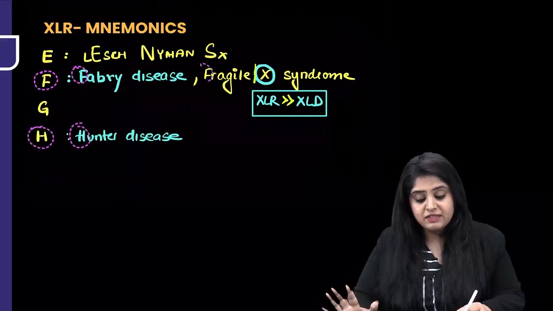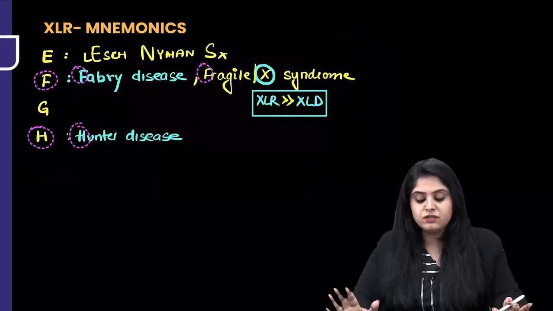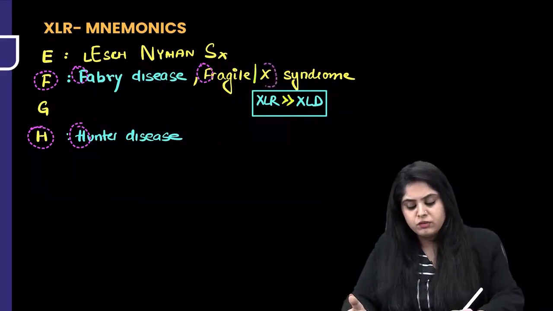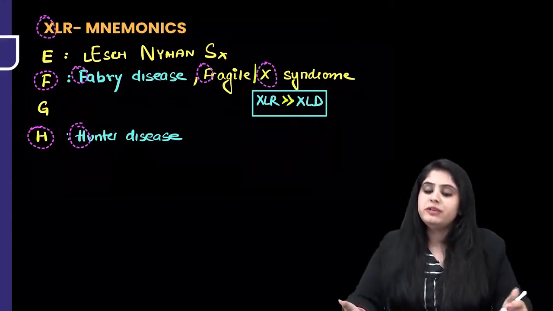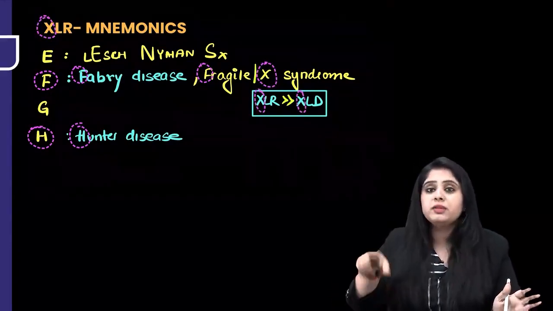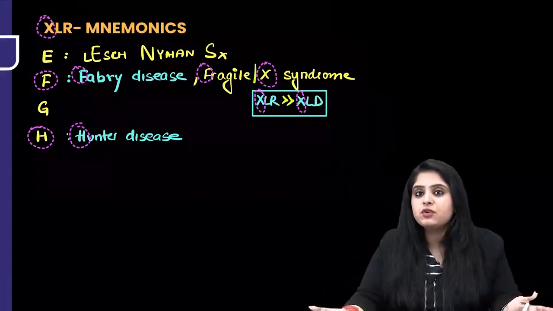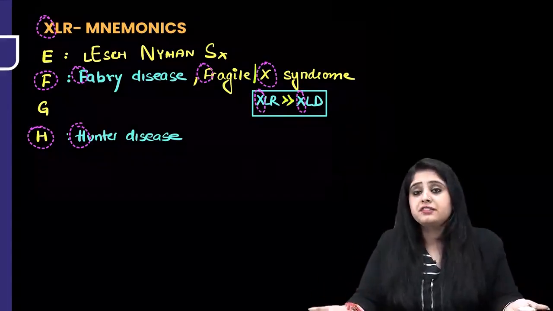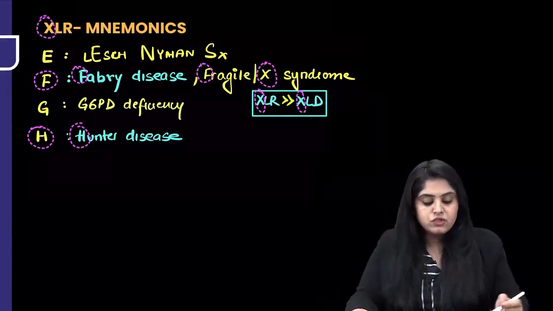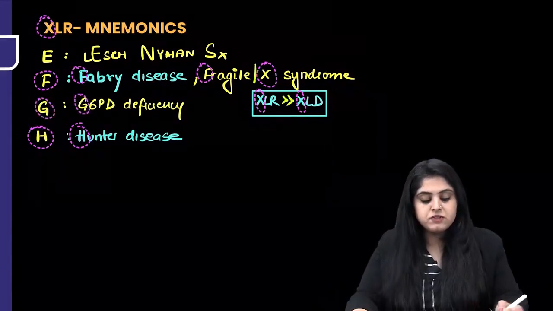We have another thing with F, that is Fragile X syndrome, which is common sense. If something has X in it, of course it is going to come under X-linked. It could be X-linked recessive also, it could be X-linked dominant also. The name has Fragile X syndrome, so it is the X chromosome. So it can be XLR, it can be XLD, but XLR is more common. Okay? Now coming to the last one, that is G, and that is G6PD deficiency anemia.